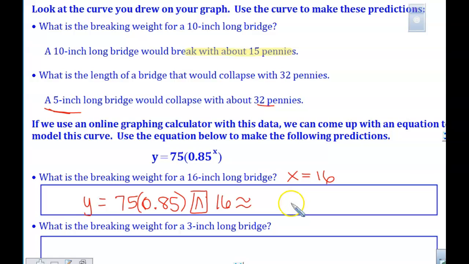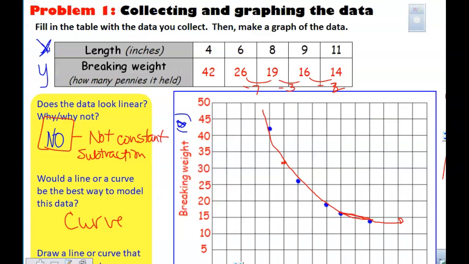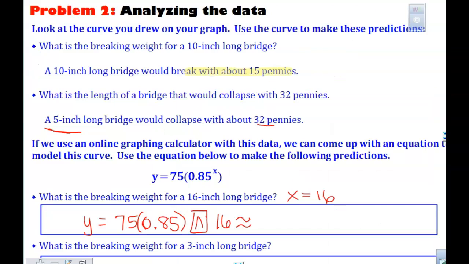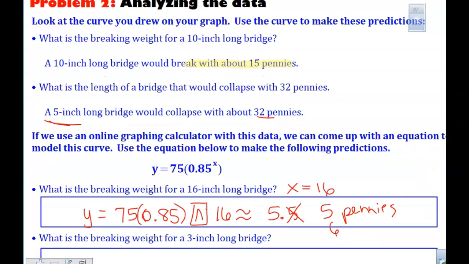Did I put that in the right spot? The bridge is 16 inches long when we think about our axis, our length in inches. If it's 16 inches long, it really only holds about 5.5, or since we're talking about pennies, we might say 5 pennies. We're not going to round it up. Could someone have told me 6 pennies? Yes, I would take that answer also.